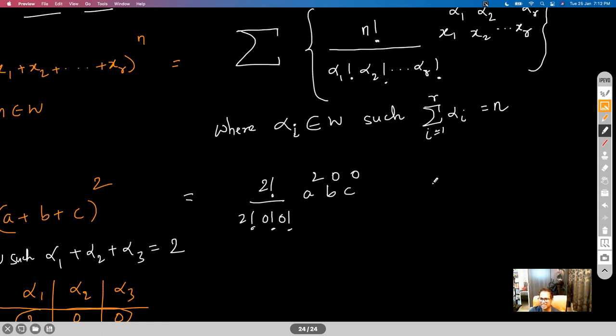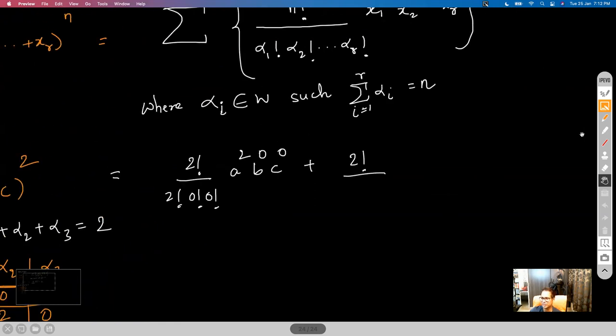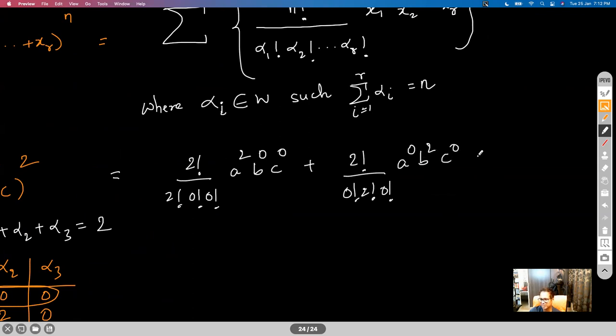So the next term will be again 2 factorial. Now focus on this 0 2 0. So 0 2 0 means 0 factorial, 2 factorial, 0 factorial, a to the power 0, b to the power 2, c to the power 0.